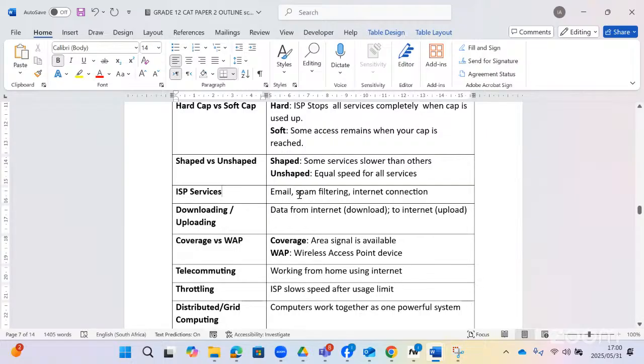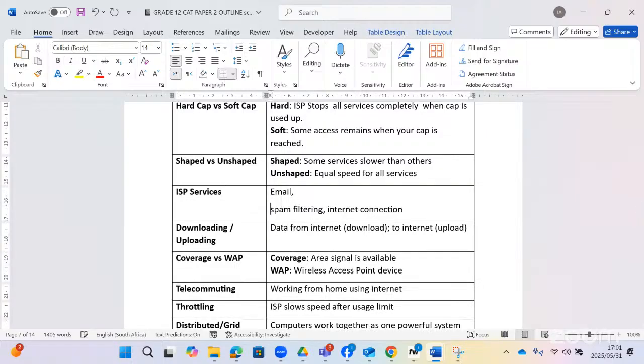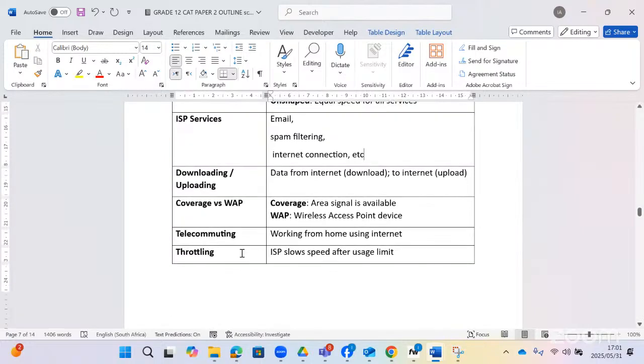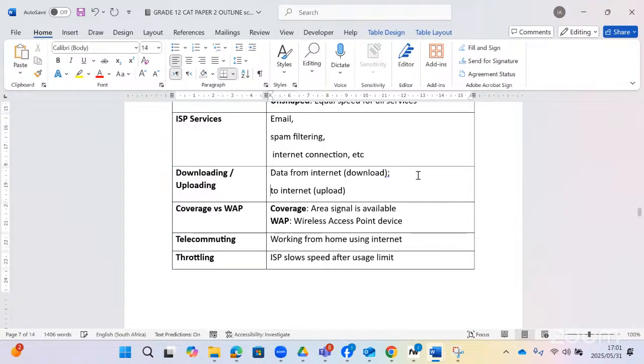You must also know ISP services. What services do they provide? They provide you with emails. They give you spam filtering. They also give internet connections and others. So at least you must know these 2 or 3. Then the difference between download and upload. Download is data from the internet, and upload is data to the internet. So upload is data to the internet from your device, and download is data from the internet to your local device. That's the difference between download and upload.